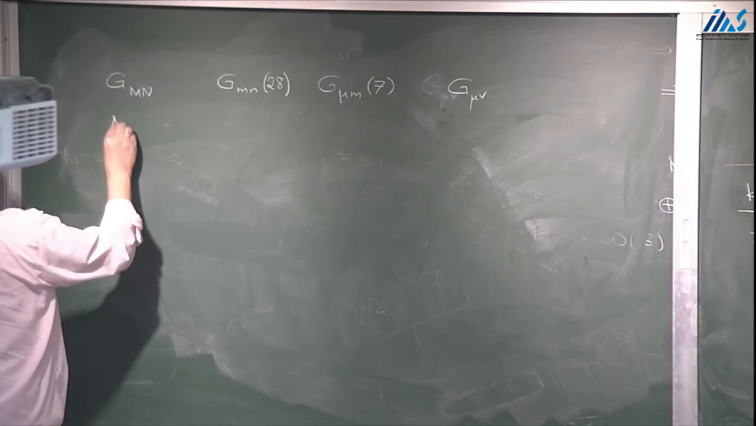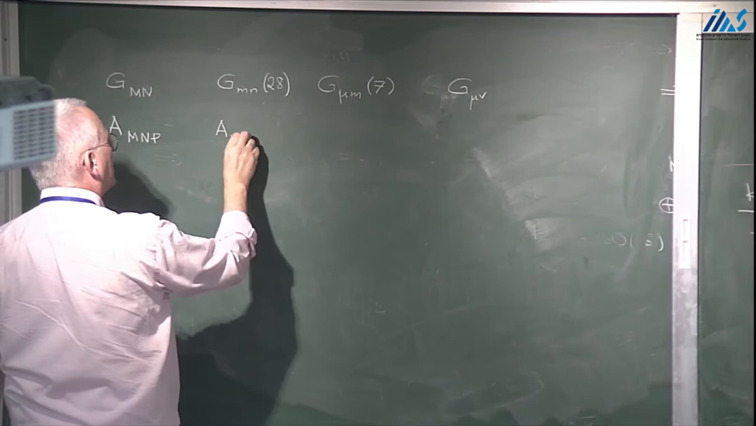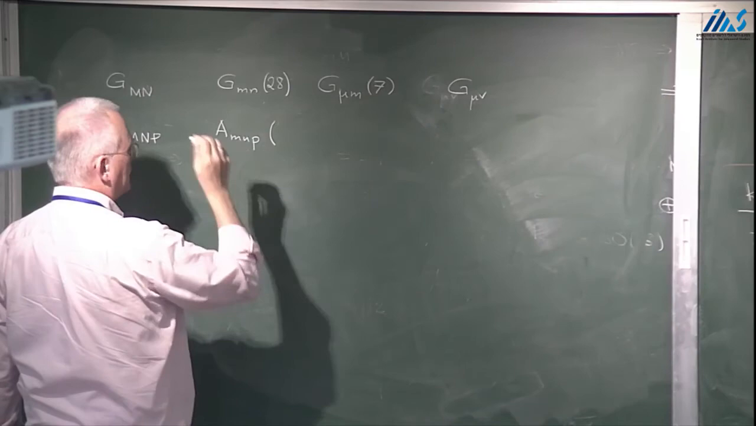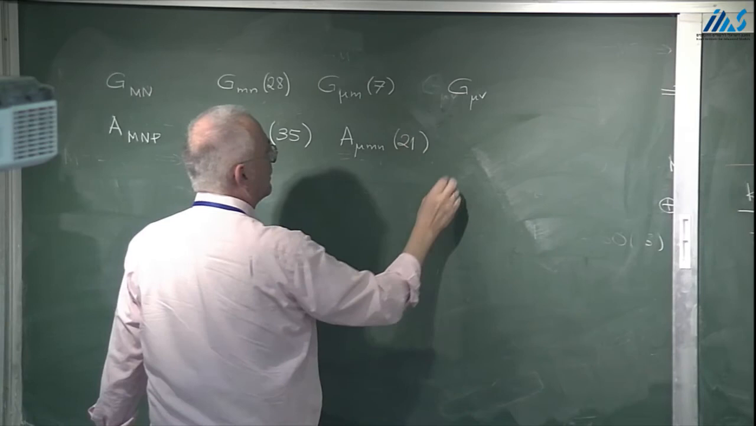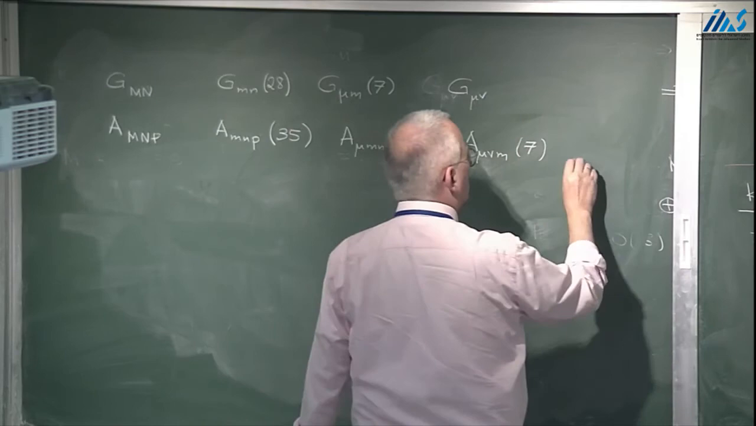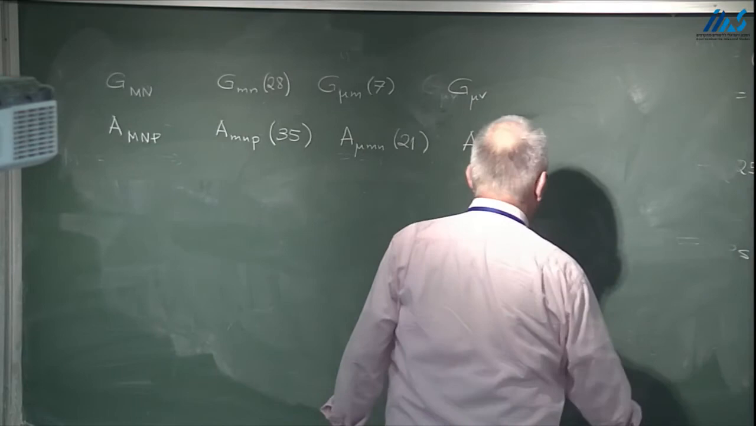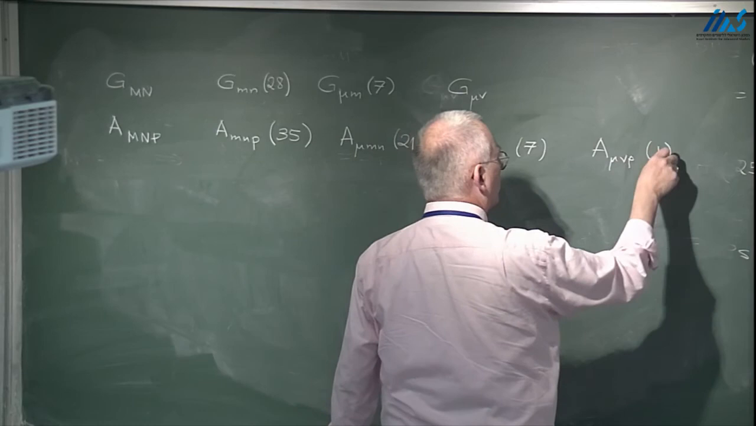Then we have A_MNP. That's anti-symmetric, with indices ranging over 7 values, so that's 35. Then we have A_mu MN. That's 21. And we have A_mu nu M, 7. And finally we have A_mu nu rho, all indices in 4 dimensions, so it's just 1. Okay?